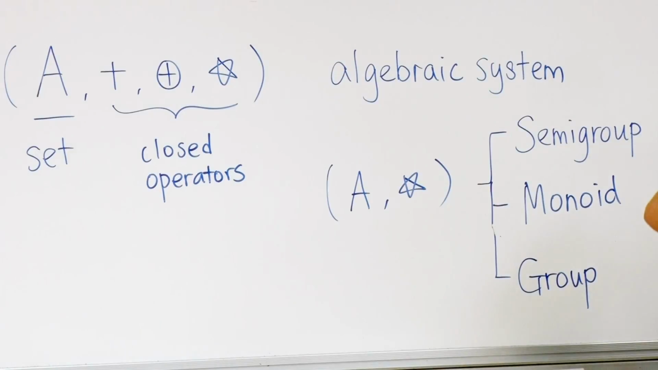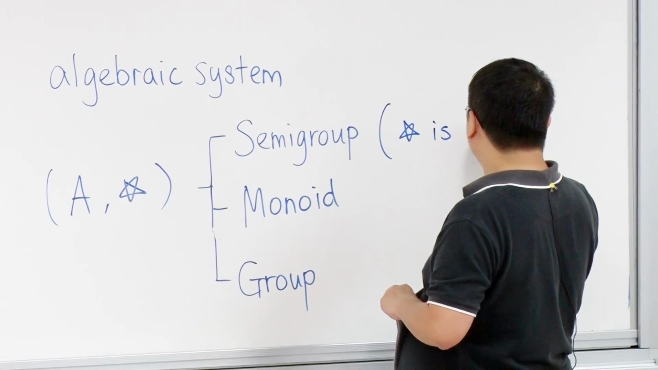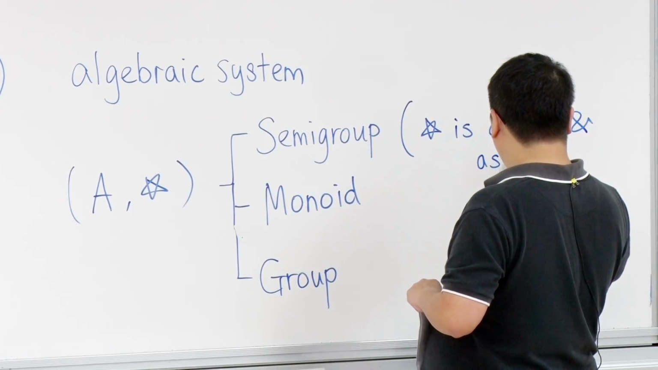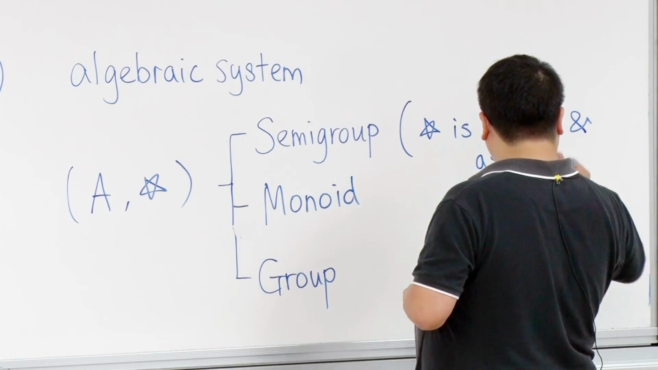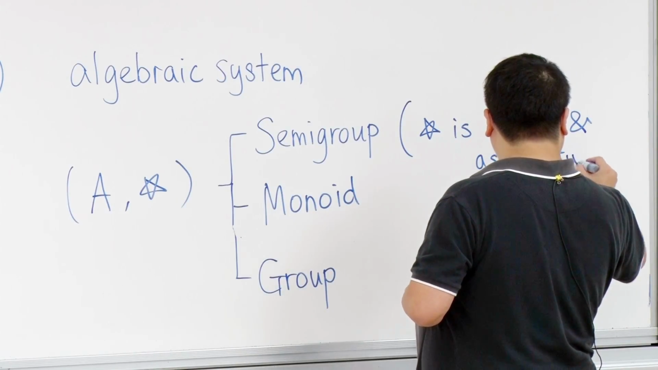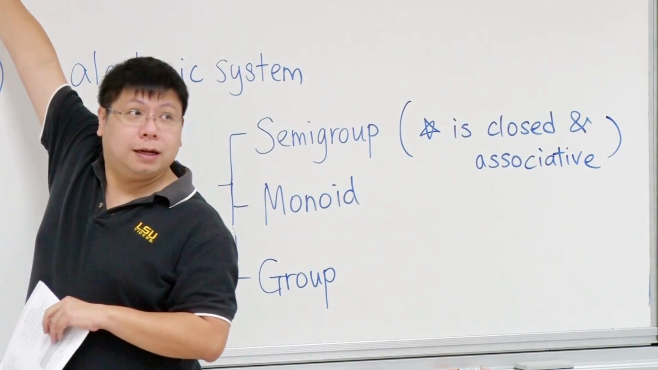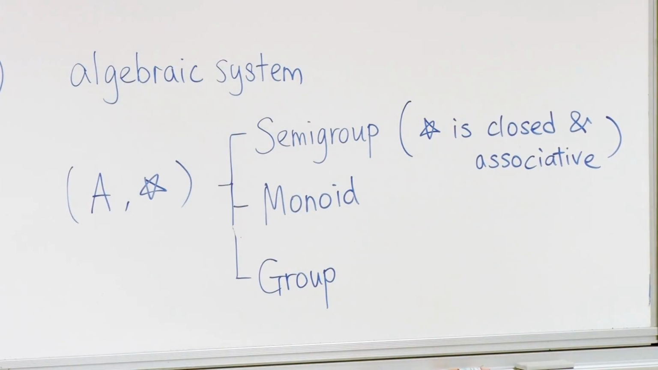A semi-group is when this operator is closed and associative. Is that okay? So in that sense, this is a semigroup. Does that make sense? And then there are other natural semigroups that we can talk about. So for instance, I'm going to wipe this board around.